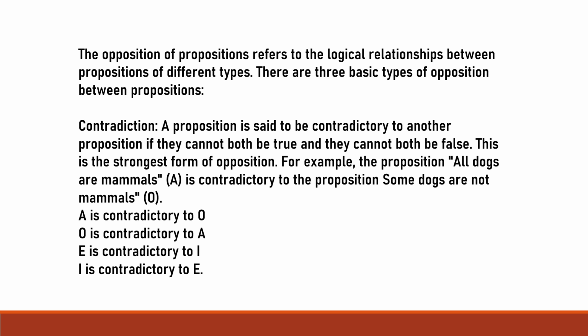Contradiction. A proposition is said to be contradictory to another proposition if they cannot both be true and they cannot both be false. This is the strongest form of opposition. For example, the proposition "all dogs are mammals," A, is contradictory to the proposition "some dogs are not mammals," O. A is contradictory to O, O is contradictory to A, E is contradictory to I, and I is contradictory to E.